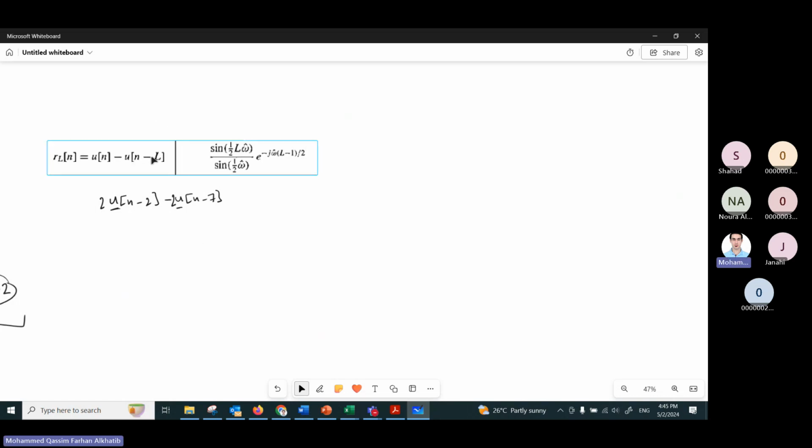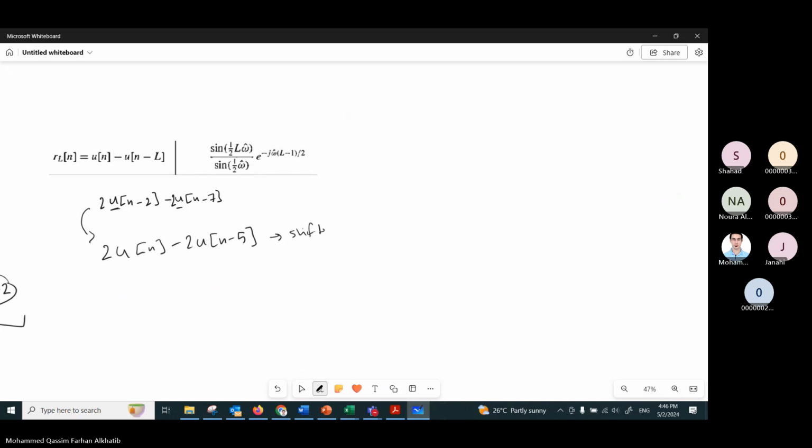However, this one is not in the standard form like this one. I have u of n minus u of n minus L. Here I have u of n minus 2 minus u of n minus 7. So I have a shifted version of this. Now, what is the original version? You look here, there's a value 2. So I want to subtract 2 from both sides or remove 2 from both sides. So basically, this one will become 2 u of n minus 2 u of n minus 5. Then I'll add a comment shifted by 2. But this is my original now.